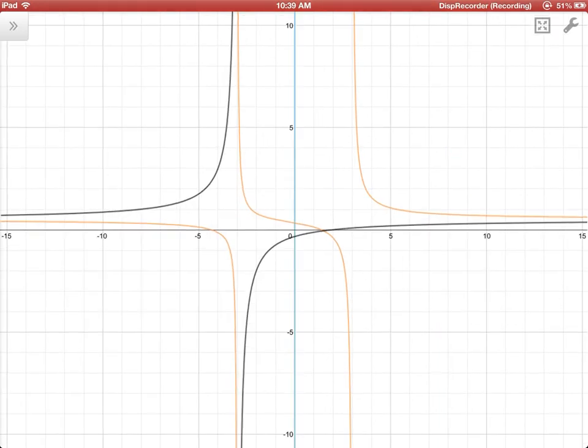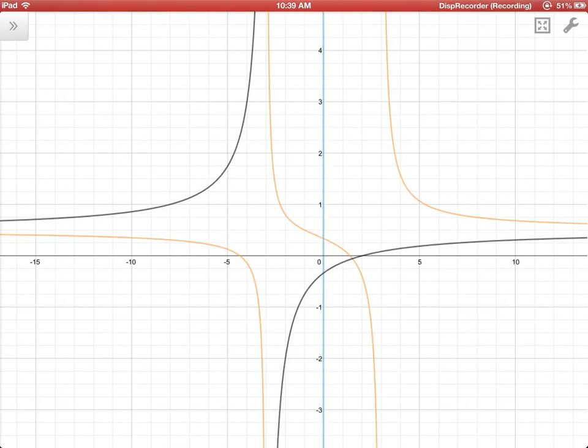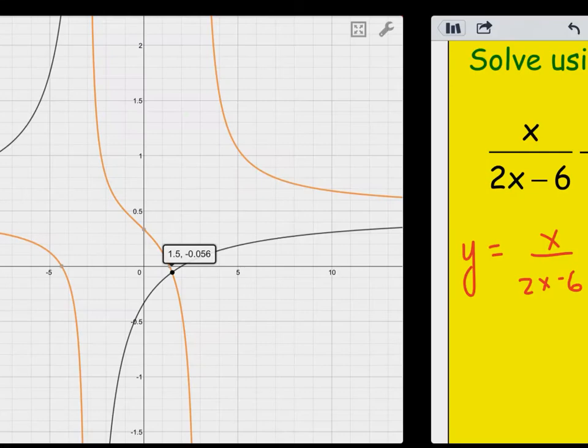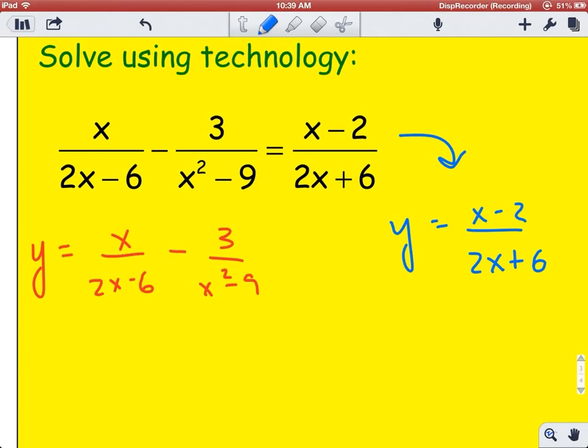And that answer is right there. I'm zooming in a little bit so we can see it. We tap, there it is, 1.5, 1.5. We got 3 over 2. So that is the same as what we got when we solved that by hand, 1.5 or 3 over 2.